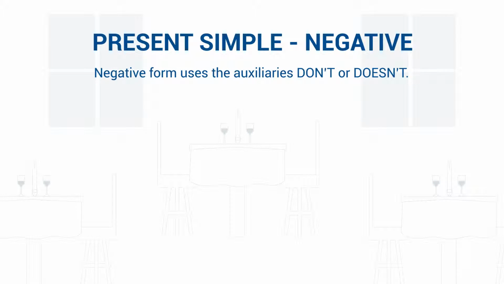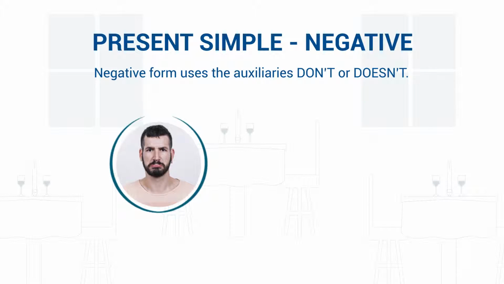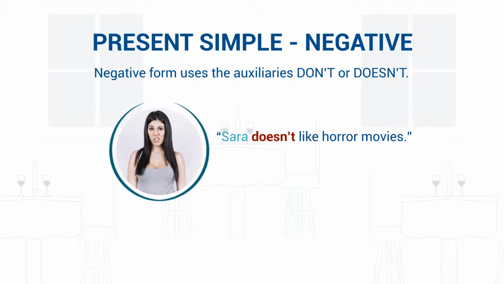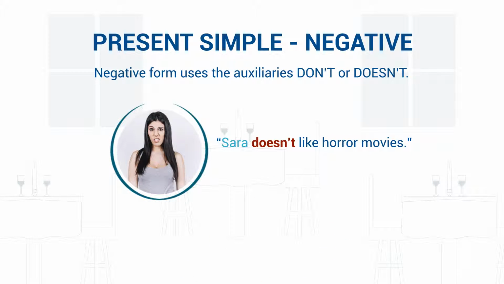Present simple negative. The negative form uses the auxiliaries don't and doesn't for most of the verbs. We use it between the subject and the verb. For example, I don't speak Chinese. We use don't for the pronouns I, you, we, and they. For example, they don't like fish. We use doesn't for the pronouns he, she, and it. For example, Sarah doesn't like horror movies.